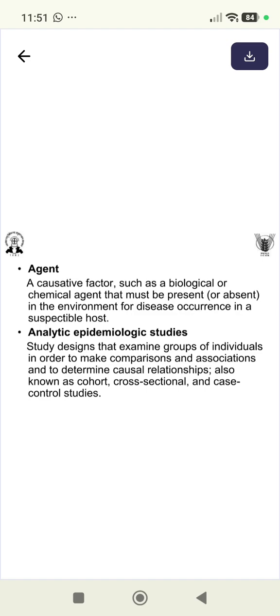Analytical epidemiological study means the study of disease, examining groups of individuals in order to make comparisons and associations and to determine the causal relationship, also known as cohort, cross-sectional, or case control studies.